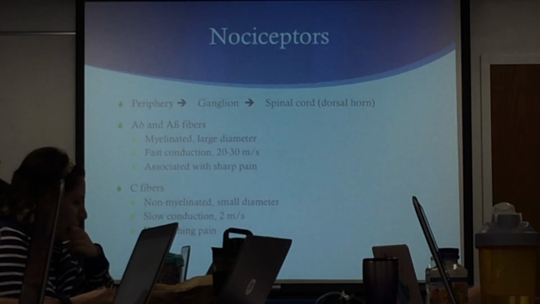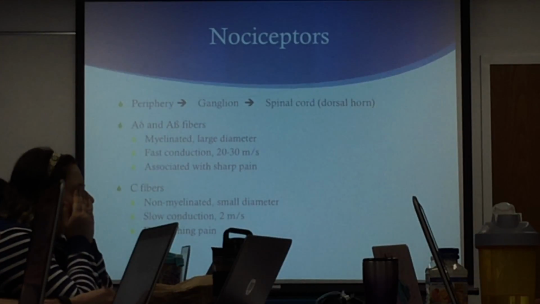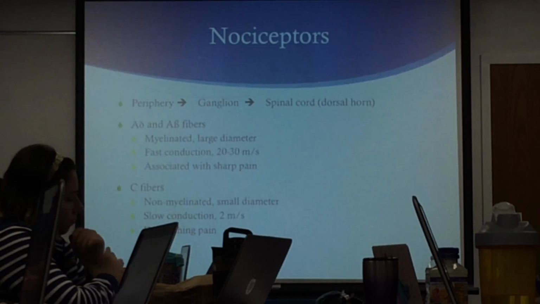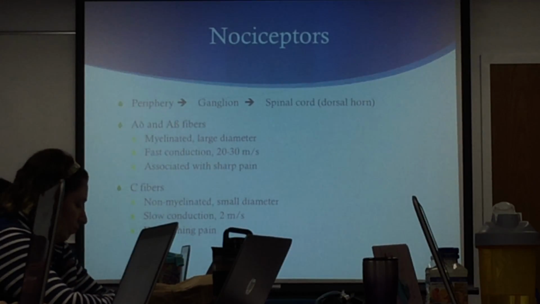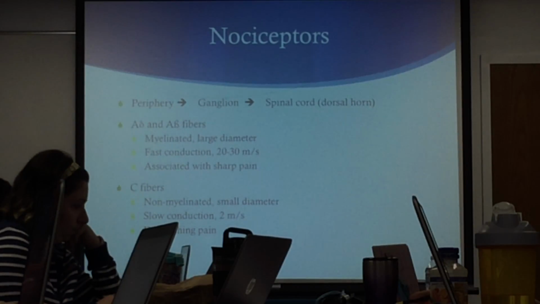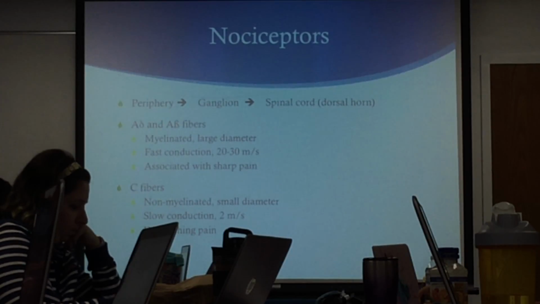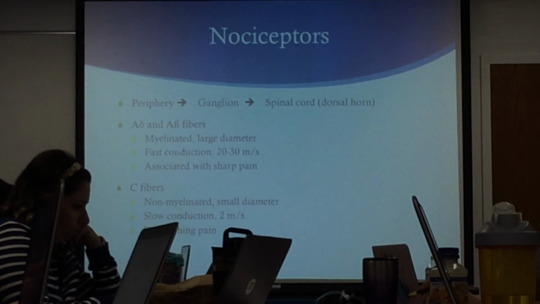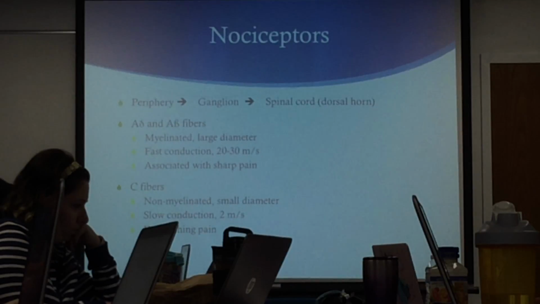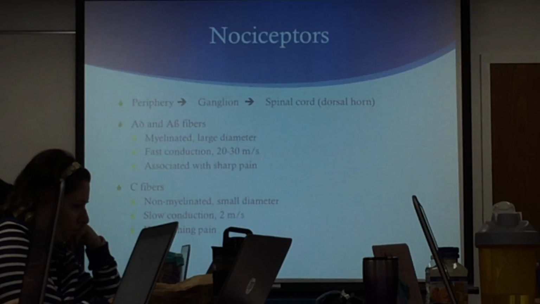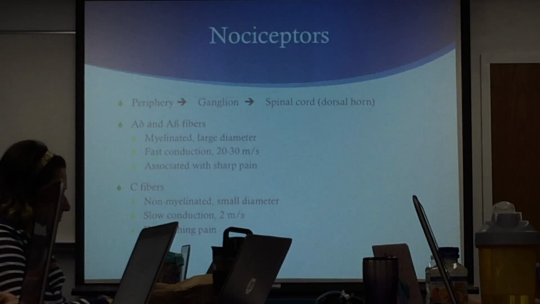So the other way that nociceptors are classified is, as I said, according to the diameter size of the neuron and their conduction velocity. The nociceptor takes information from the periphery and transmits it to the ganglion, which is just outside the spinal cord. In this case, it's the dorsal root ganglion. All sensory information comes through the dorsal part of the spinal cord, and then they synapse on the dorsal horn of the spinal cord. So that's the flow of information. And they're delineated based on A fibers or C fibers.